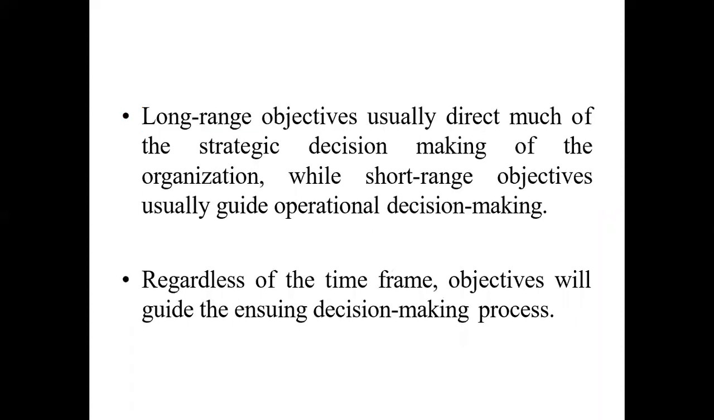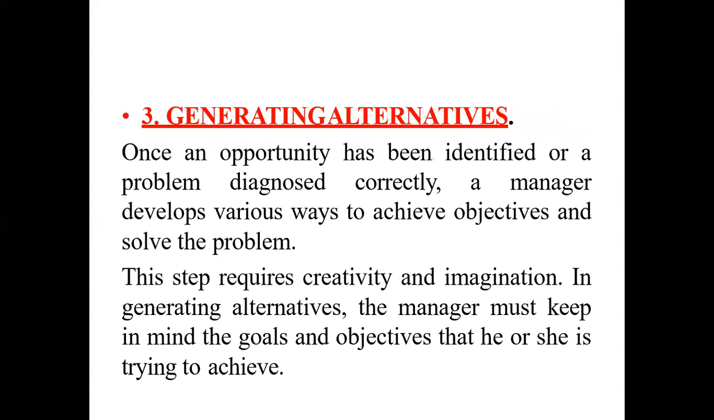Then the third step, or the third stage, is generating alternatives. Generating alternatives is the third step to making a clear decision. Once an opportunity has been identified or a problem has been diagnosed correctly, and you have already put up objectives, this stage dictates that you generate alternatives. Alternatives are options, and therefore, this step requires creativity and imagination. The reason why, even in our day-to-day lives, we have really failed to progress at times is because we don't have alternatives. You don't have a plate where you can choose from. So the third stage is generating alternatives.